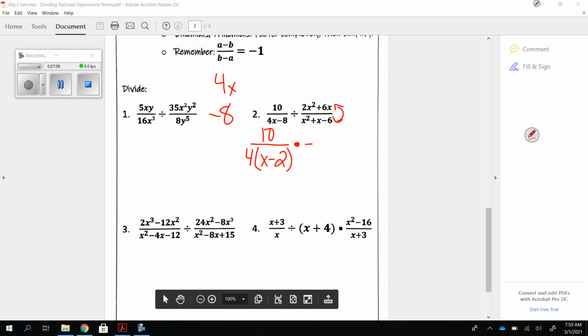All right, so on top now we have x squared plus x minus 6. And then on bottom we have 2x squared plus 6x. And again, both of these can be factored and or have GCFs. So I'm going to do the bottom part first. This 2x squared plus 6x. Okay, there's a GCF here.